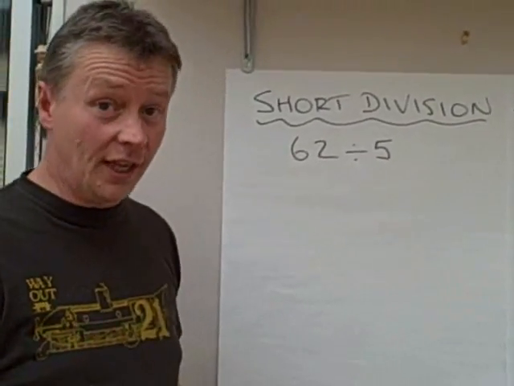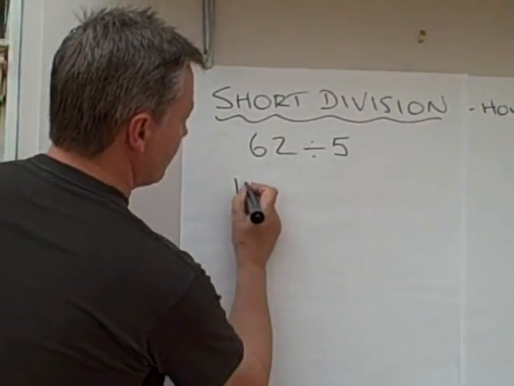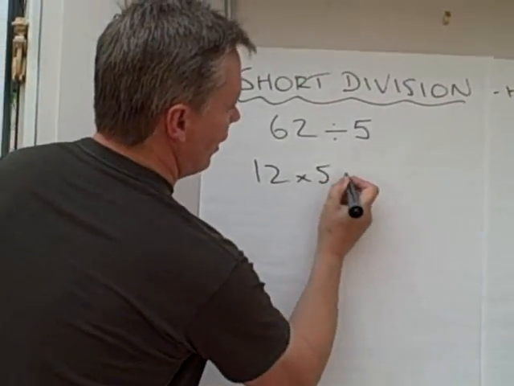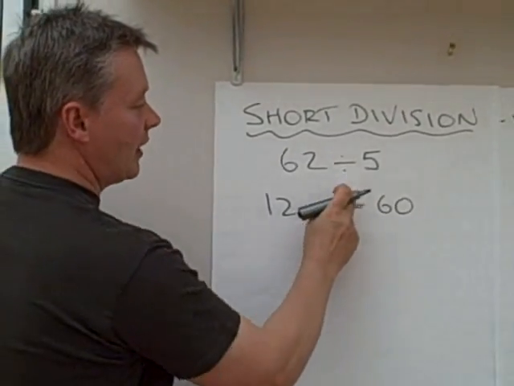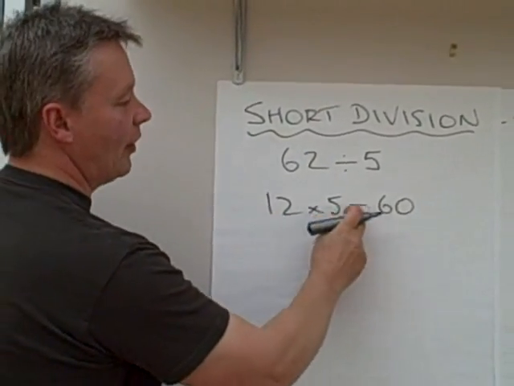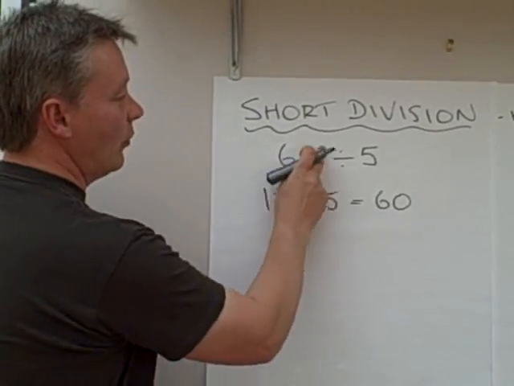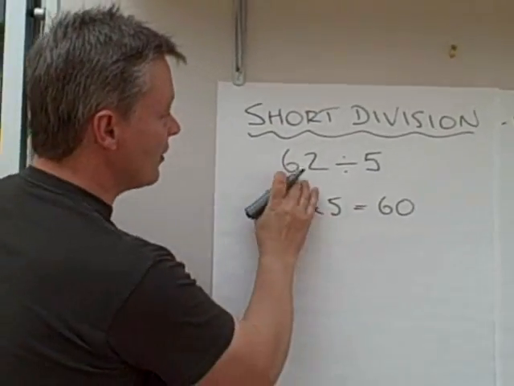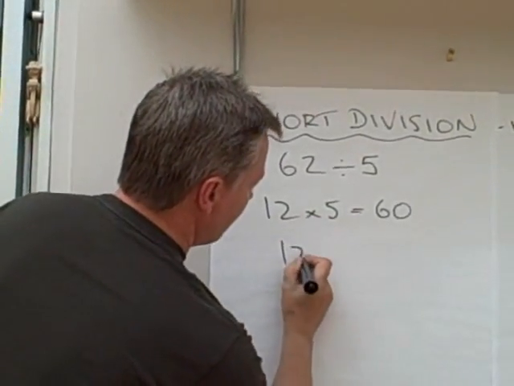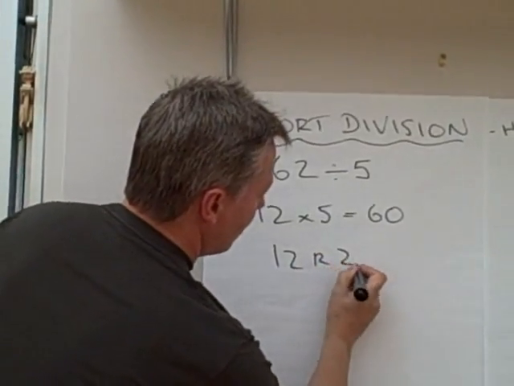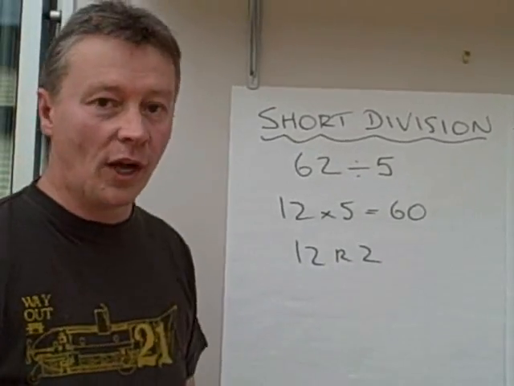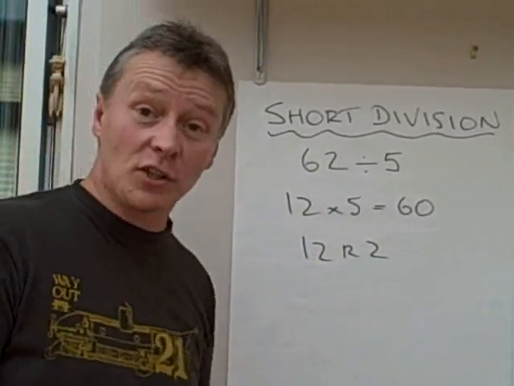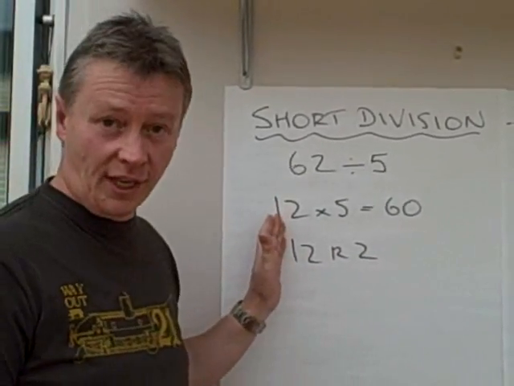Now if you know your times tables, you'll also know that 12 times 5 equals 60. So therefore, I can get 12 lots of 5 out of 60, and with there being 62 there, the answer to that question would be 12 remainder 2. So there's 2 little bits left over. So that's one way of doing it, using the times tables.